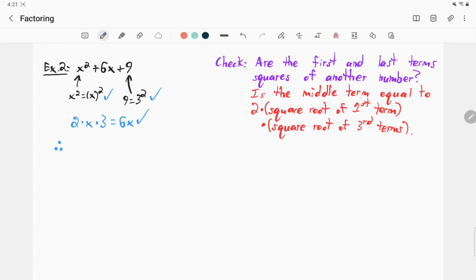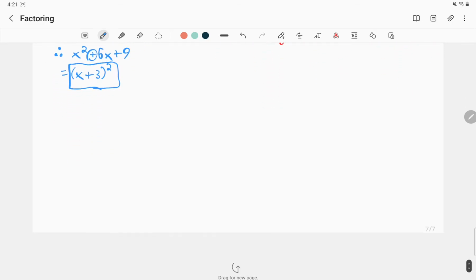So therefore, the factoring method again is pretty simple. X squared plus 6x plus 9 equals, you take the square root of the first term, put it at the beginning, it's x. Take the square root of the third term, it's 3. Take the sign from the middle term, it's plus. Square the whole thing, it's x plus 3 all squared. Hope you found that helpful.